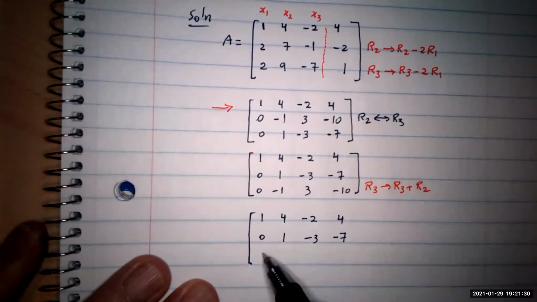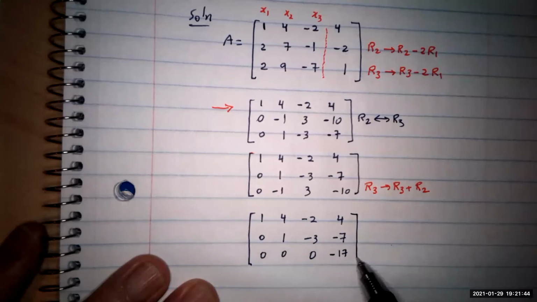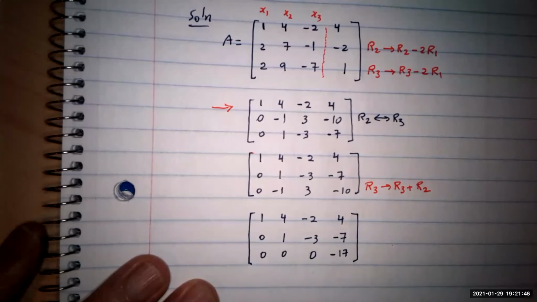If you add these two together, what's going to be the result? It's going to be 0. This would be 0. This would be 0. Okay. And that would be -17. You see that? It gives me -17. You stop. You still look at this row to see what you have.